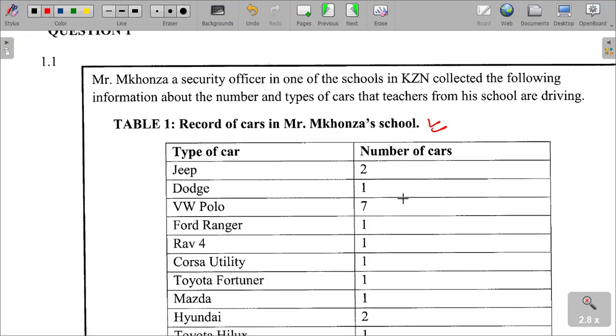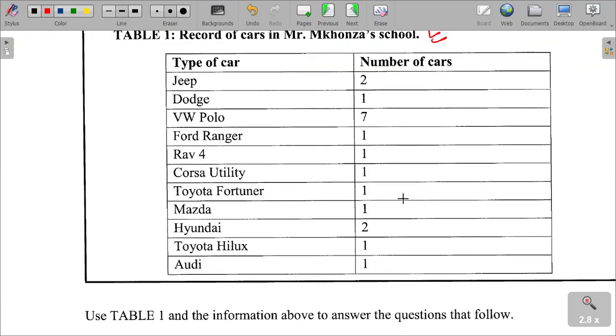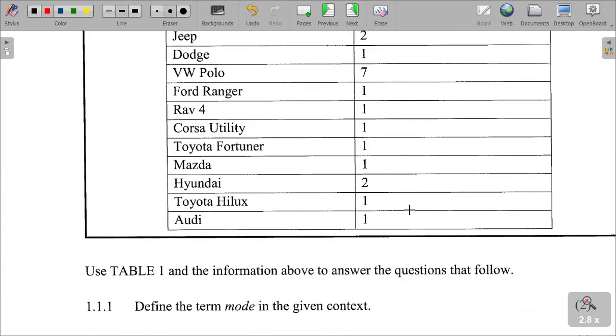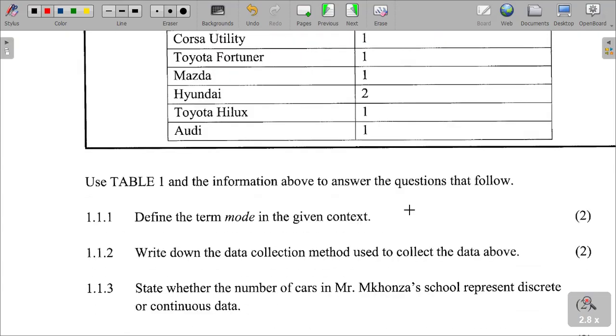So we have got GP, Georgie, Vivo, Corsa Utility. All those cars and their numbers are given there, class. And then the question is saying use the table and information above to answer the questions that follow. Define the term mode in the given context. What is mode?